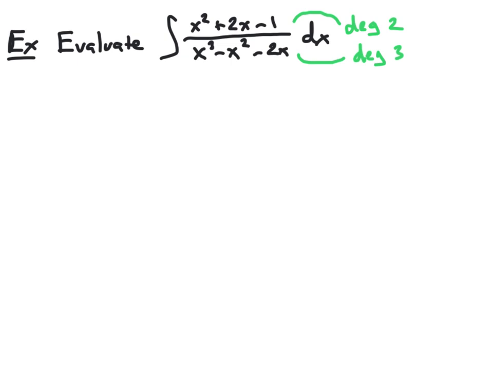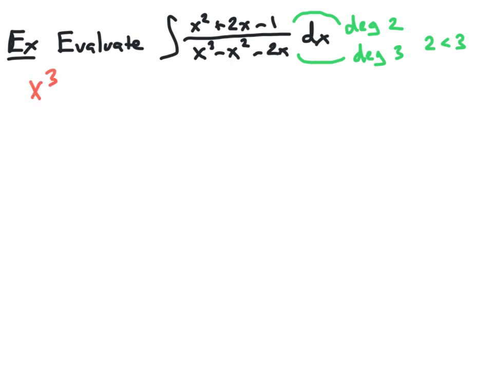In this case, the degree of the numerator is smaller than the degree of the denominator, and so this is perfectly set up to use partial fraction decomposition. We always need the degree of the numerator to be strictly smaller than the denominator in order to write down our partial fraction decomposition and evaluate the integral using it. Once we have verified that, the next step is to factor the denominator completely.